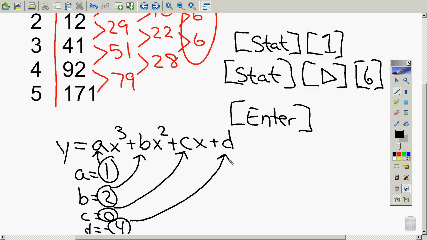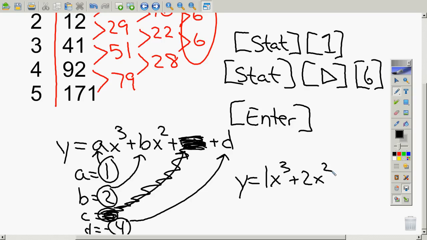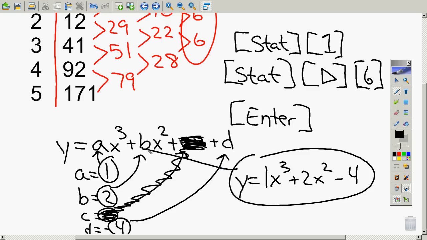Okay? Now there's one kind of interesting one, the one that says 0 here. 0 times x is going to be nothing. So this is saying there are no c's. And if there's no c's, we can kind of leave this part then out because there are no c's. So the function that goes along with it should be 1x cubed plus 2x squared minus 4. And that is a cubic function. That function matches that table over there. Okay?